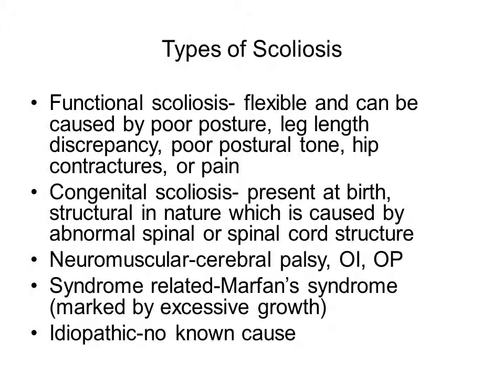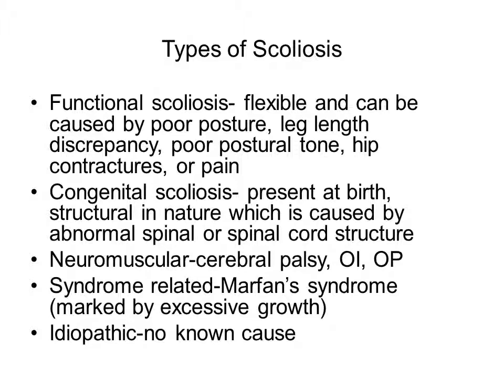There's different types of scoliosis. There's a functional scoliosis, and this is usually flexible and can be caused by simply poor posture or a discrepancy in leg length, one leg longer than the other, or having poor postural tone, so poor trunk strength. That's why trunk strength is so important in trunk stability. Hip contractures, if somebody has a hip contracture, meaning their hip is maybe hiked on one side versus the other, or if people are in a lot of pain. People tend to be in that fetal position when they're in a lot of pain, and so their spine may be curved and they may keep it that way.